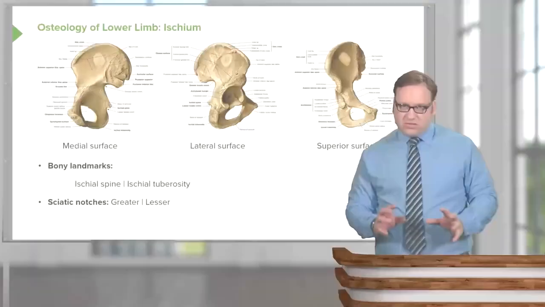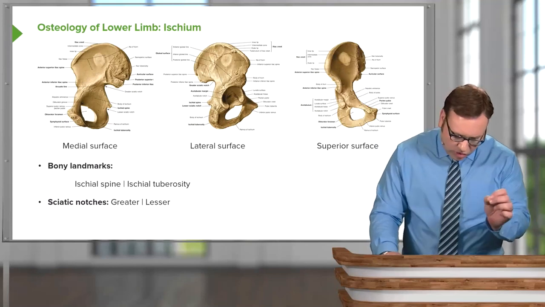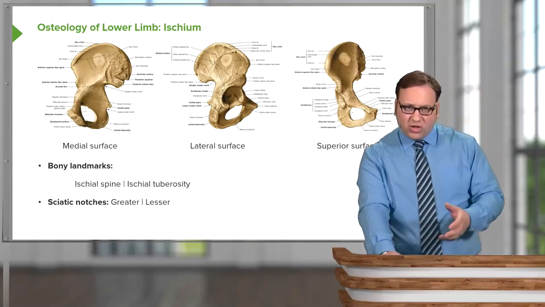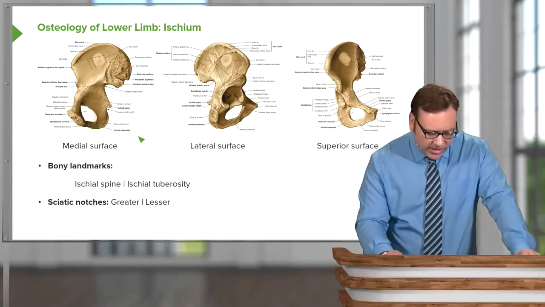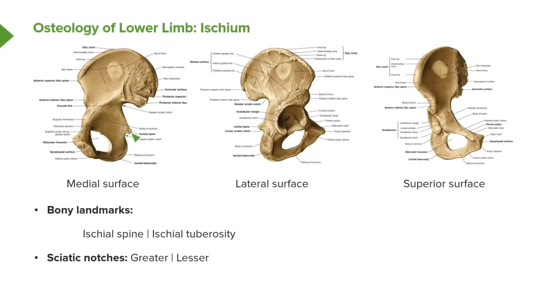If we look at the ischium and some bony landmarks, there are some important bony landmarks protruding posteriorly from the ischium. We have two: the ischial spine and the ischial tuberosity. Seen here on the medial surface view, but projecting posteriorly, we have the ischial spine superiorly and the ischial tuberosity inferiorly. On this lateral view, we can also see it. So again, here is anteriorly, and projecting posteriorly, we have the ischial spine and we have the ischial tuberosity.